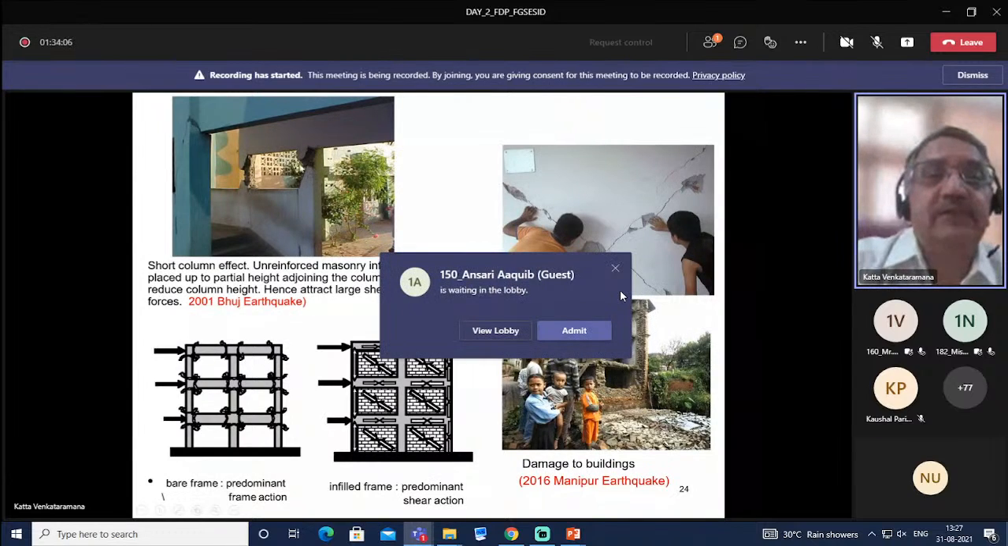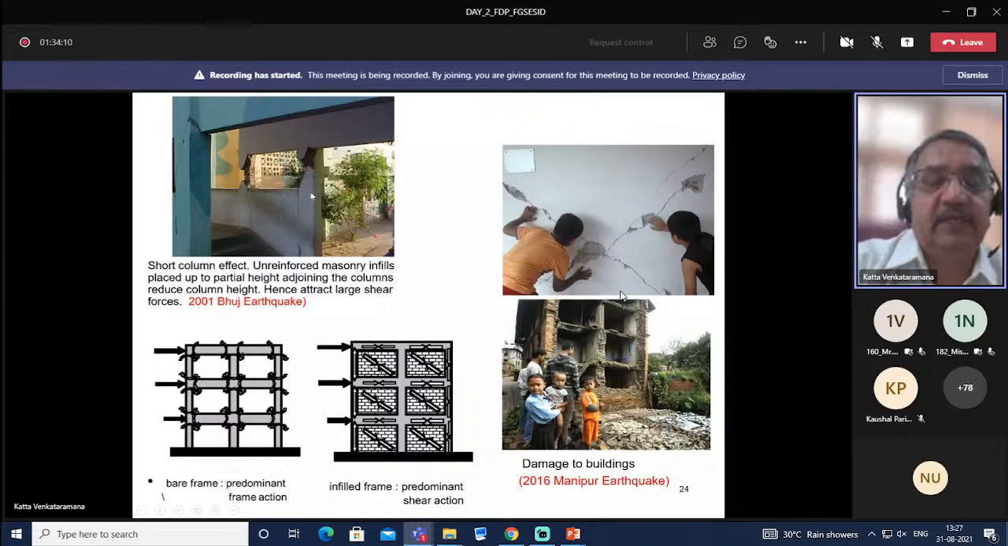To avoid this, we provide stirrups at closer intervals in this portion of the columns.